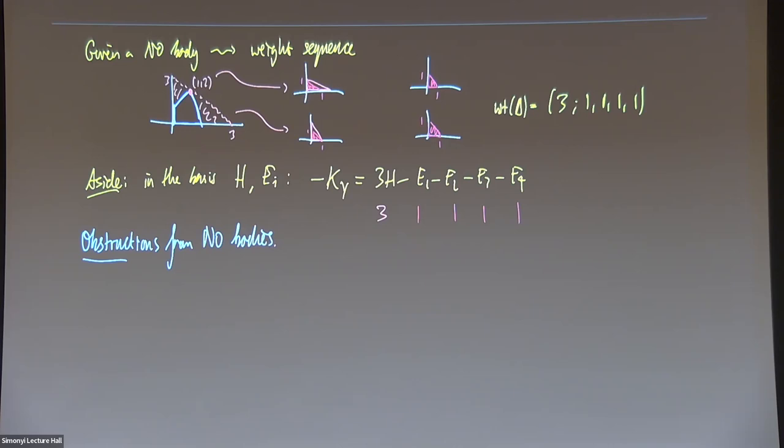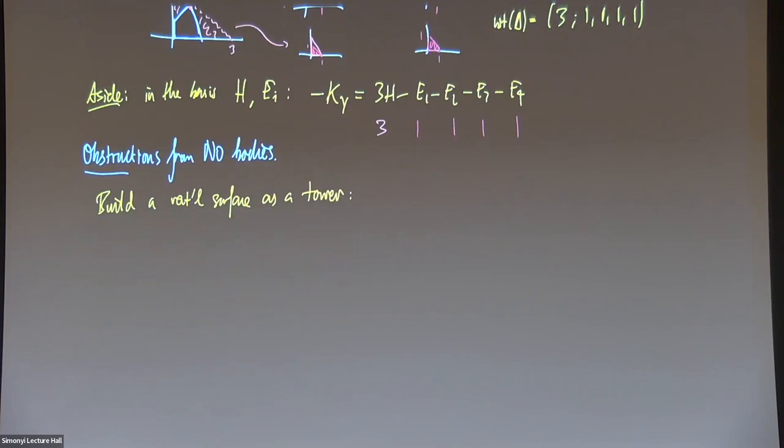Obstructions from Newton-Okounkov bodies. Let's build a rational surface as a tower, starting at P2, and then taking a bunch of blowups. Up to trivial blowups, which I'll say something about in a sec, you can represent any rational surface in this way, even the ones that aren't blowups of P2.